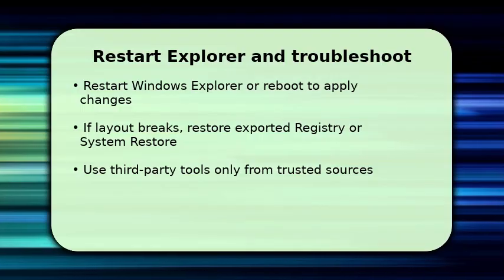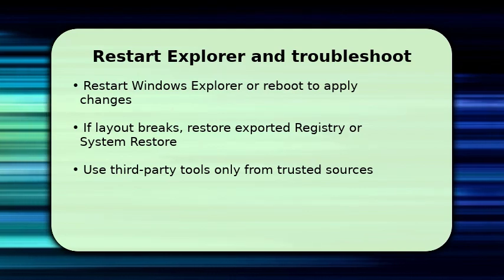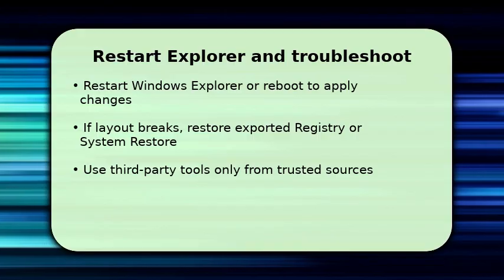Once you've changed settings or the registry, restart Windows Explorer via Task Manager or reboot to apply changes. That forces the shell to reread the configuration. If something goes wrong, immediately restore the exported StuckRects3 key or use the system restore point you made earlier. That will revert layout problems.